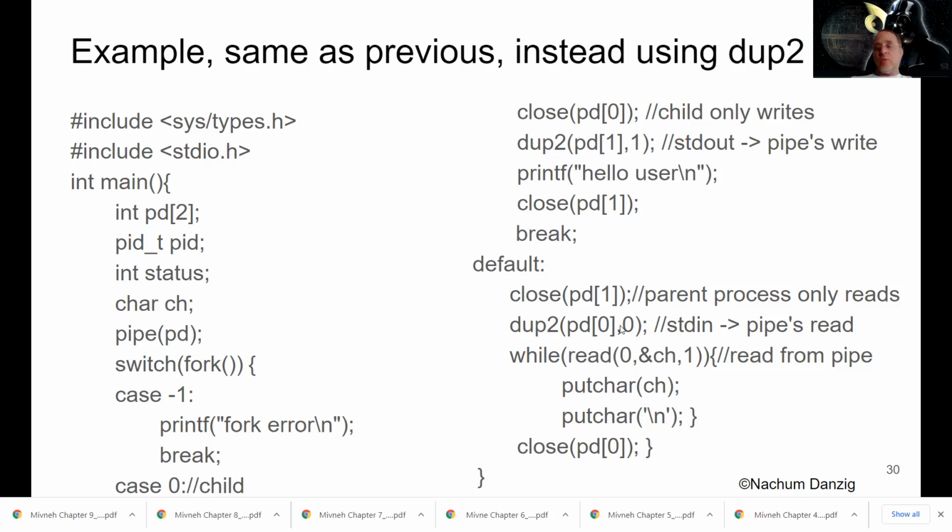And again, here I did dup 2 with 0. So 0 was pointing to the keyboard, and I closed the keyboard and made the 0 now point to this pipe. So when I read from 0, I'm actually reading from the pipe. So I'm just showing you that dup 2 is a little bit like saves you some work.